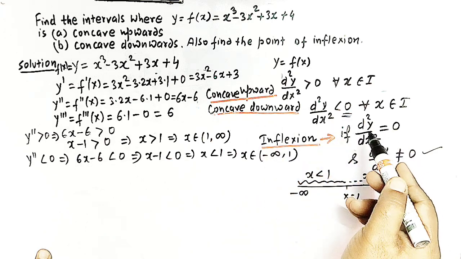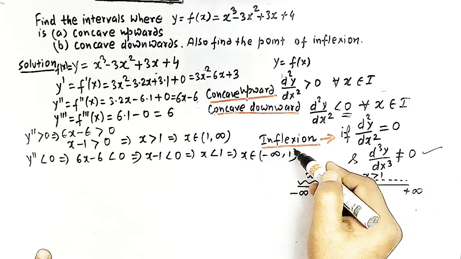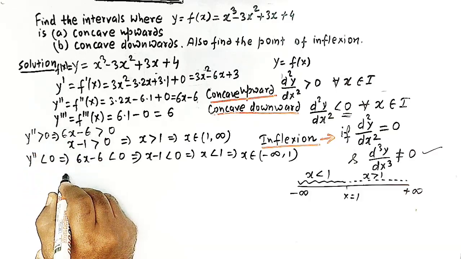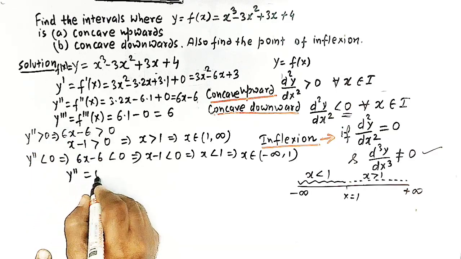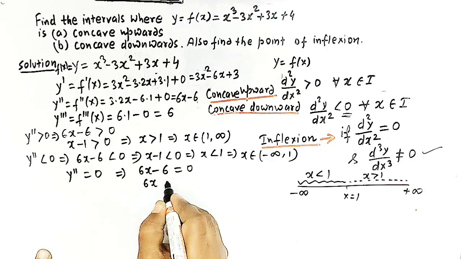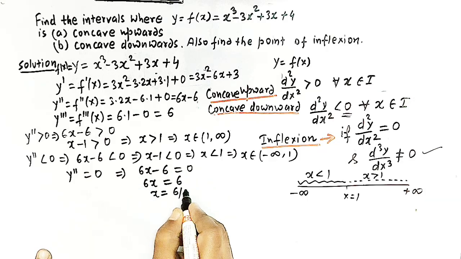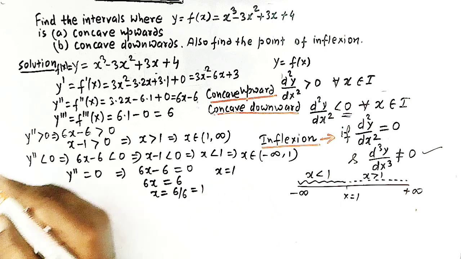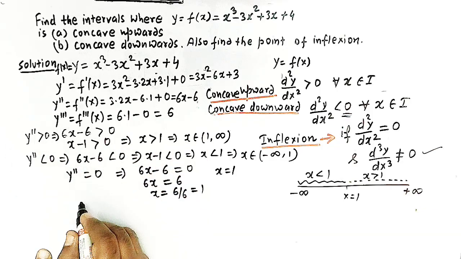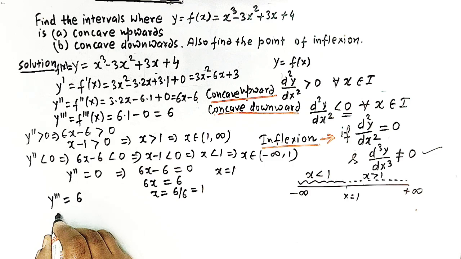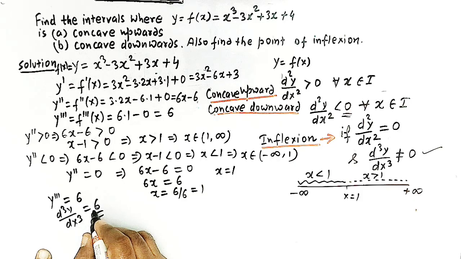Following the working rule for the point of inflection, the second derivative y double prime is equal to 0, that is 6x minus 6 is equal to 0, 6x is equal to 6, x is 6 over 6, that is 1, right? So we have x is equal to 1. Let us now find the third derivative. Here the third derivative is 6, right? So the third derivative is independent of x.